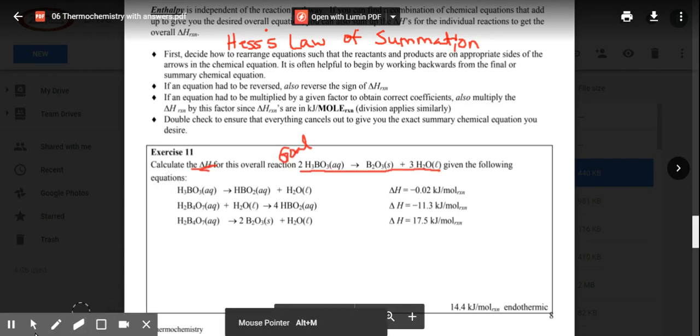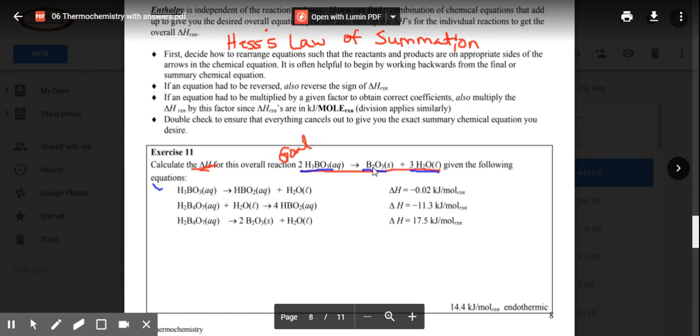So when you are working with Hess's law of summation, the very first thing that I always look at is, all right, this is the stuff that I want in my reactant side, and this is the stuff I want in my product side. I always make sure that this stuff is on the correct side. So I locate where H3BO3 is in this system of equations. H3BO3 is present right here. Because it is in the reactant side and I want it in the reactant side, I want to keep this reaction where it is. I don't want to flip it or anything.